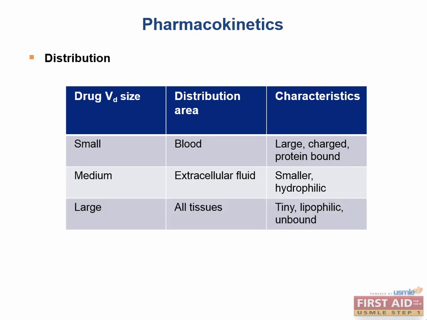A large volume of distribution is associated with drugs that distribute through all tissues, including fat. These drugs are small lipophilic molecules. For example, if a drug has a volume of distribution greater than the blood volume, it means that the drug has characteristics that allow it to diffuse out of the blood vessels and into the other compartments of the body. If a drug has a volume of distribution equal to the blood volume, it means it's going to be confined to the plasma.